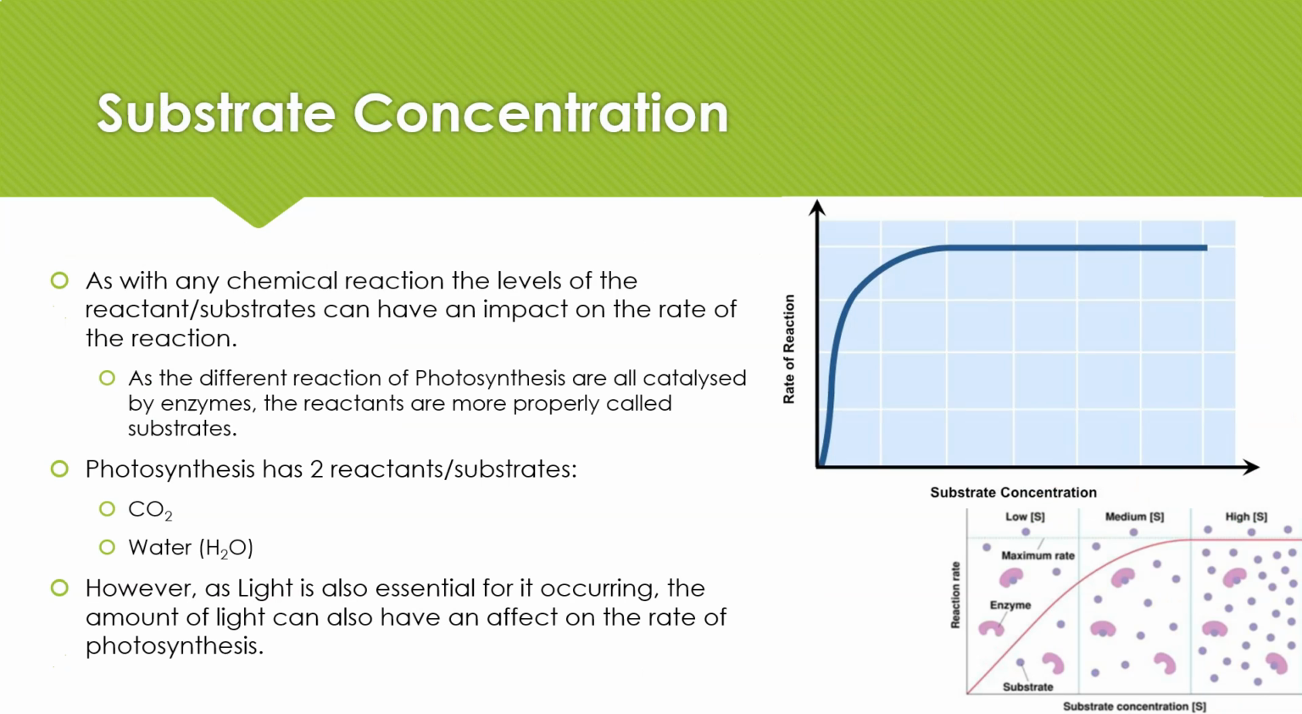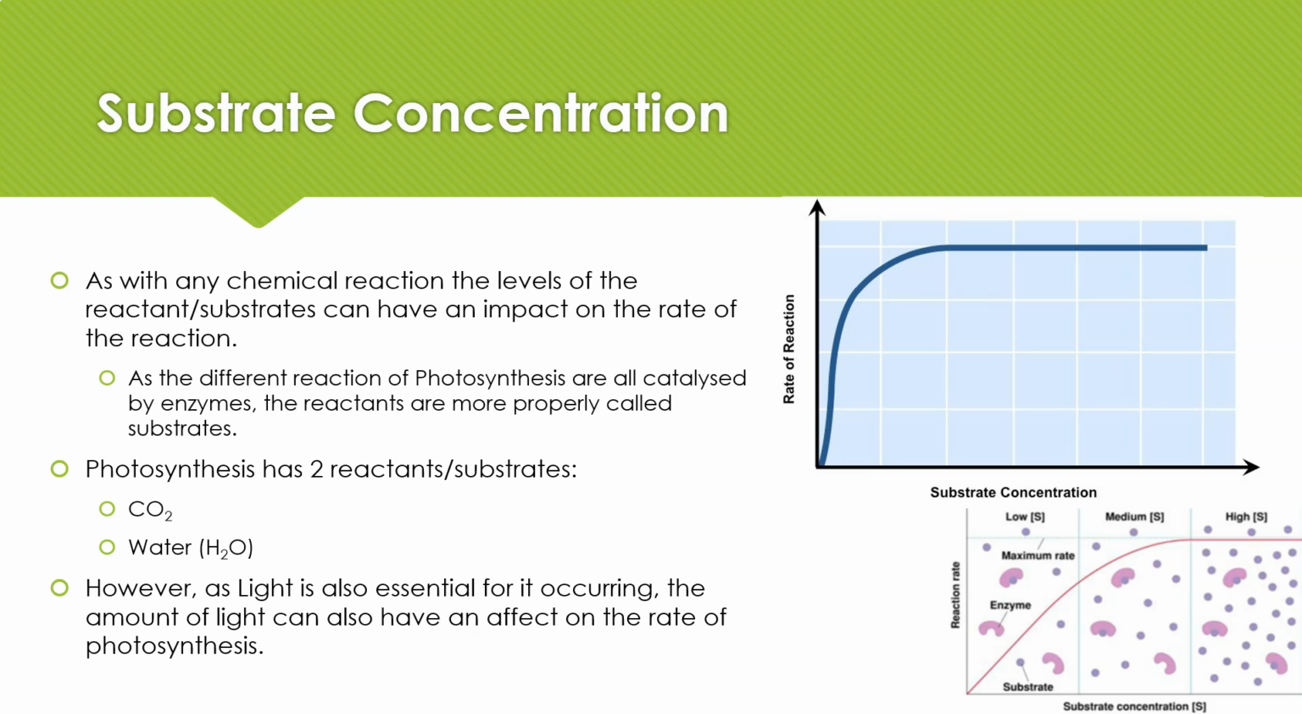So the first thing is substrate concentration. And so generally speaking, you need to remember that with any chemical reaction, there is always going to be an impact that the amount of a reactant or a substrate will have on how quickly that reaction happens. And generally speaking, with any reaction, specifically those mediated by enzymes, you're going to end up with rate of reaction graphs that look very much like the one on the right there. We've got a couple there. The first one's very basic.